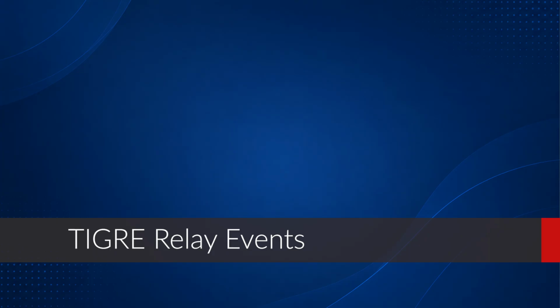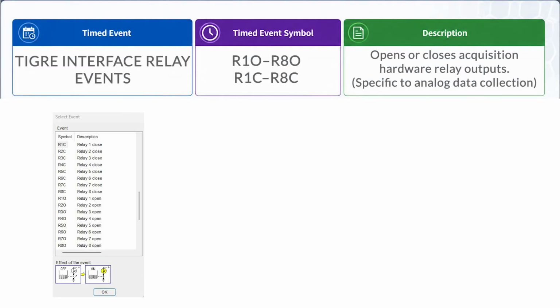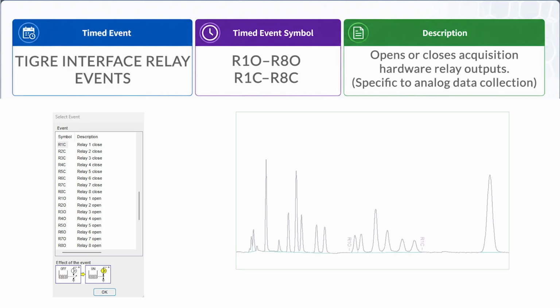Tigre relay events. The relay events are R1O and R1C through R8O and R8C. These events are different from the normal integration events because they are used for hardware relay control. In Chromperfect, relay timed events are associated with Tigre interfaces that include physical relay outputs. The letter O means open, the letter C means close. So, R1O opens relay 1 and R1C closes relay 1. The same pattern applies through relay 8.